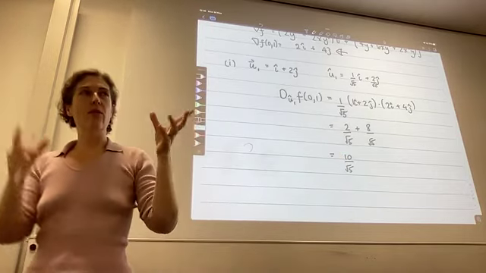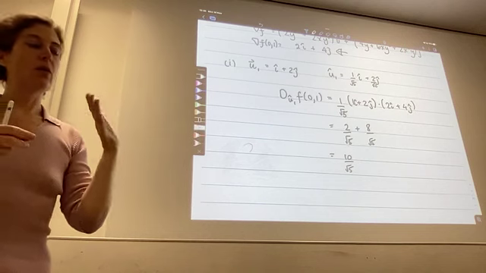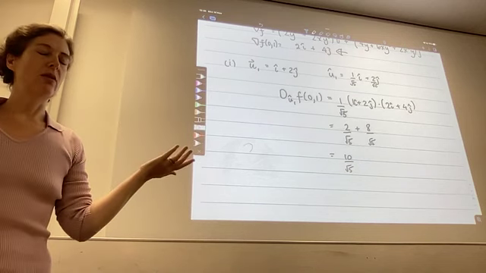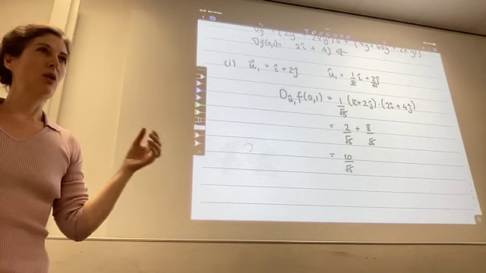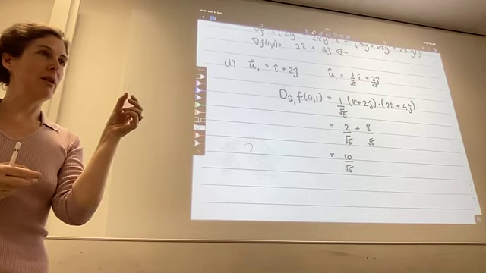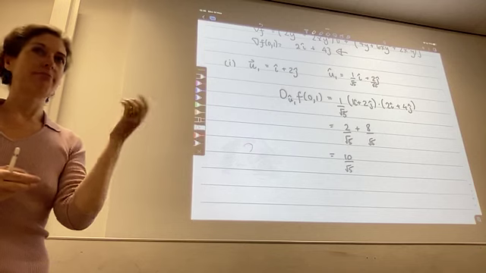In the same way that if you're in a function of one variable, and you know your derivative at a point is 2, you know that if you change your x by a little bit, your y will change by 2.